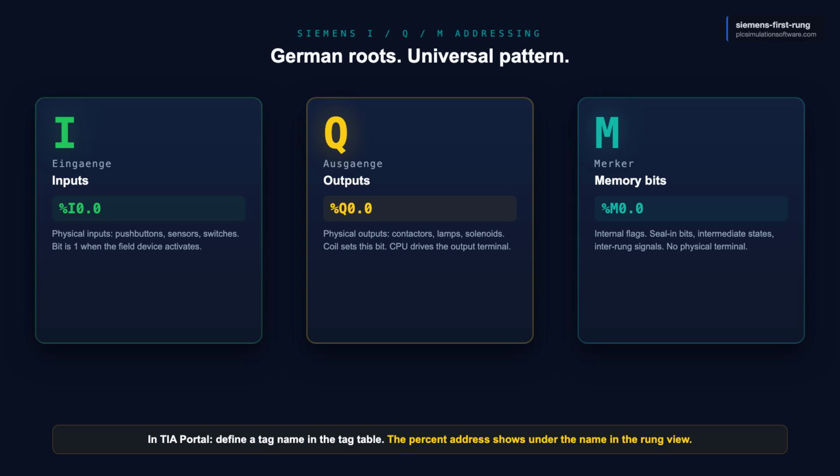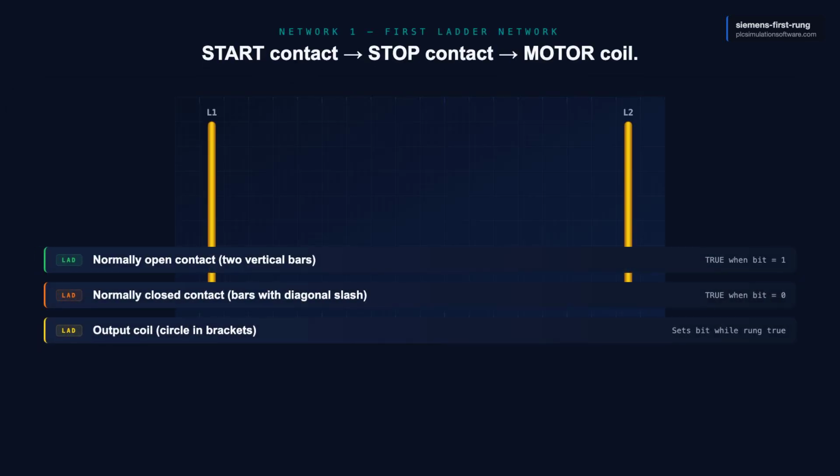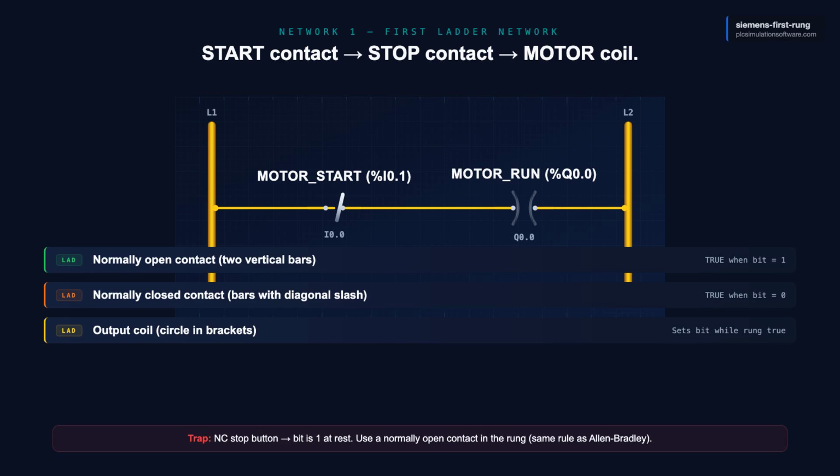Now build the first ladder network. Open OB1. Add network 1. From the instruction panel, drag a normally open contact. In Siemens LAD, the normally open contact is 2 vertical lines. Assign it the tag motor_start with address %I0.1. This is your start push button input. The contact evaluates true when the input bit is 1, which happens when the button is pressed.